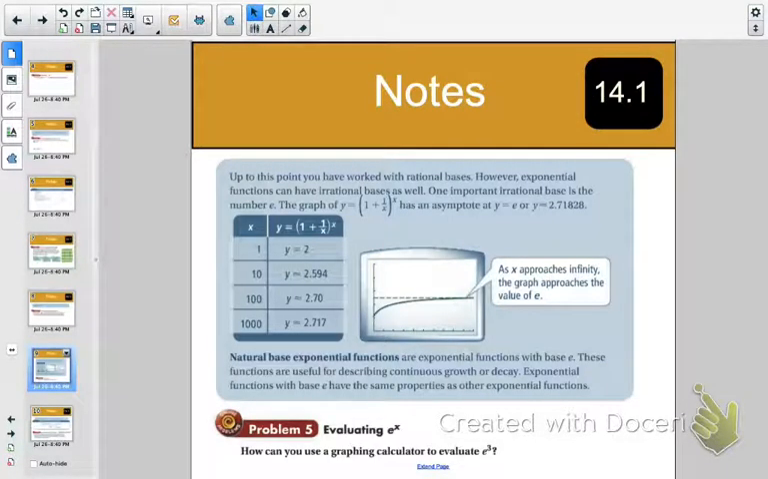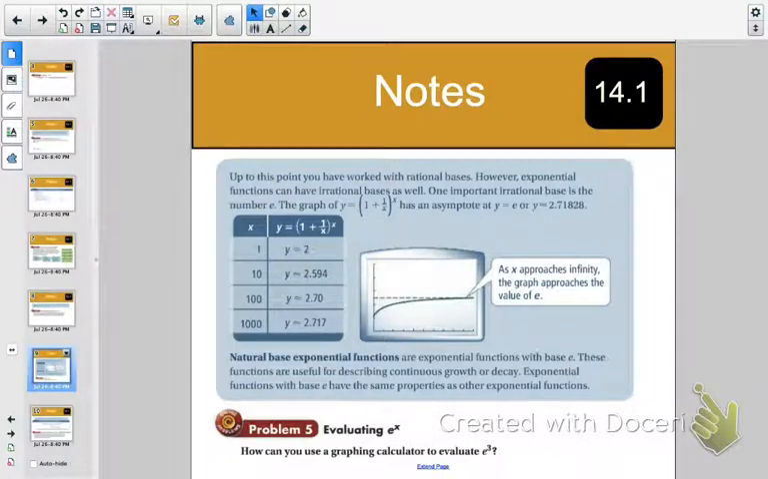Okay, up to this point you've worked with rational bases, meaning bases that are fractions or whole numbers. However, exponential functions can have irrational bases. One important irrational base is the number e. The graph of y equals 1 plus 1 over x, to the x, has an asymptote at y equals e, or 2.71828, yada yada yada.